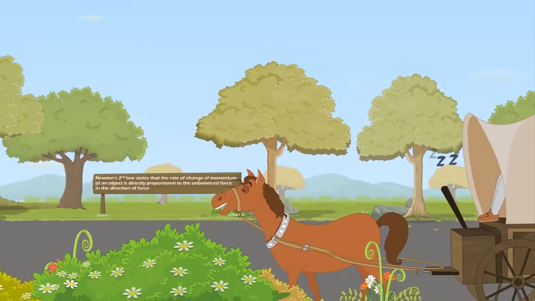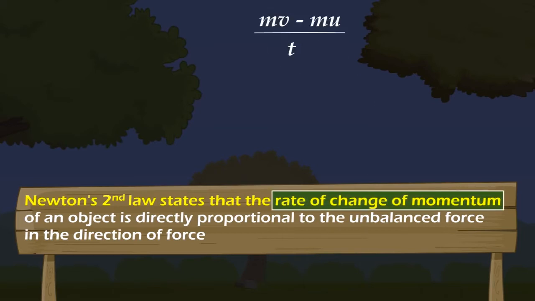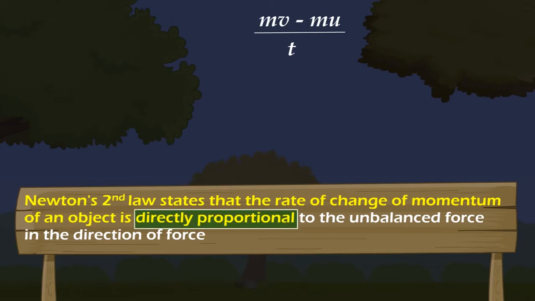Our fourth topic is about Newton's second law of motion. Newton's second law of motion states that the acceleration of an object as produced by a net force is directly proportional to the magnitude of the net force, in the same direction as the net force, and inversely proportional to the mass of the object.